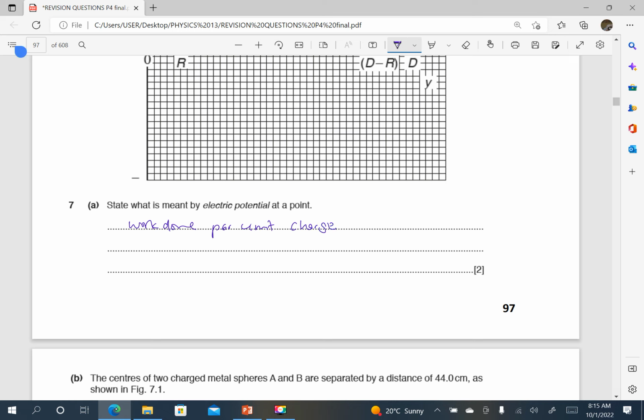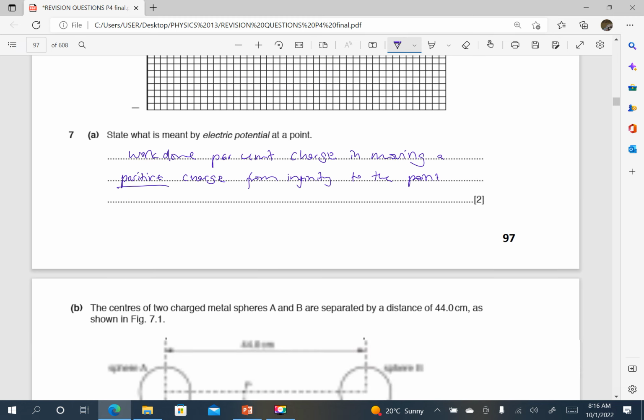The work done per unit charge in moving a positive charge from infinity to the point, that is electric potential.